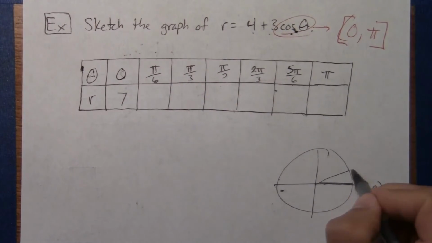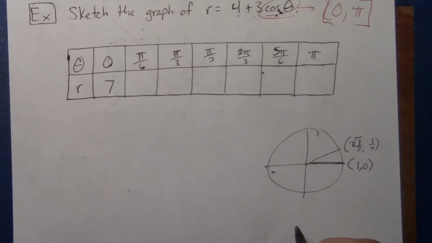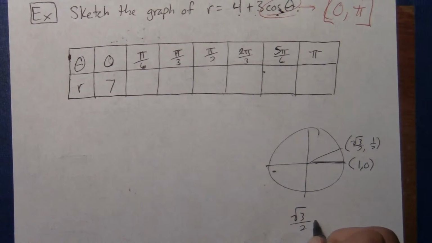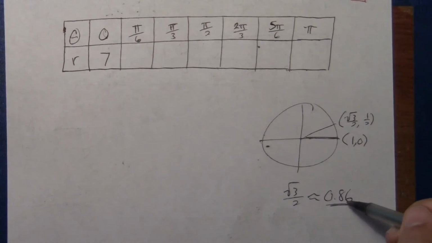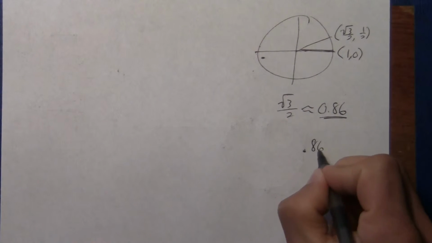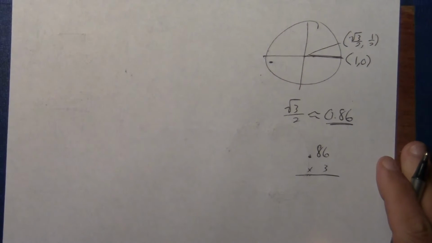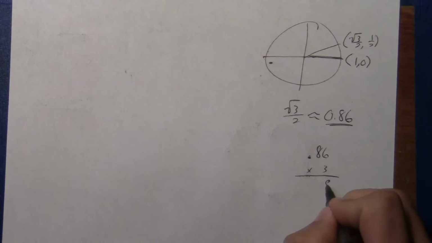Pi over 6 is here at 30 degrees. This is the square root of 3 over 2, 1/2. And again, you would be given that the square root of 3 over 2 is approximately 0.86. So you're going to have to multiply that by 3 and then add 4 to it. So 0.86, multiply it by 3. If you do lattice multiplication, that's fine. I know how to do that. I'll follow that through as well.